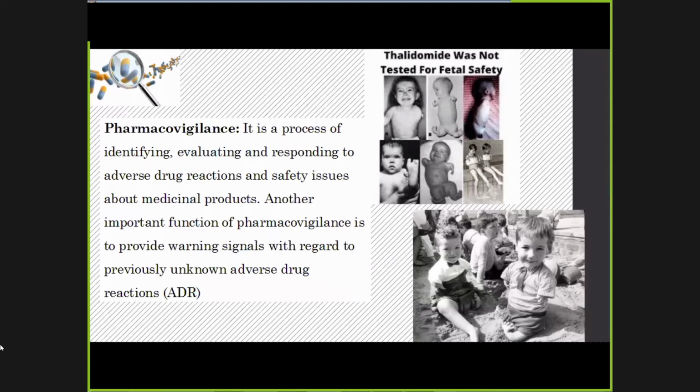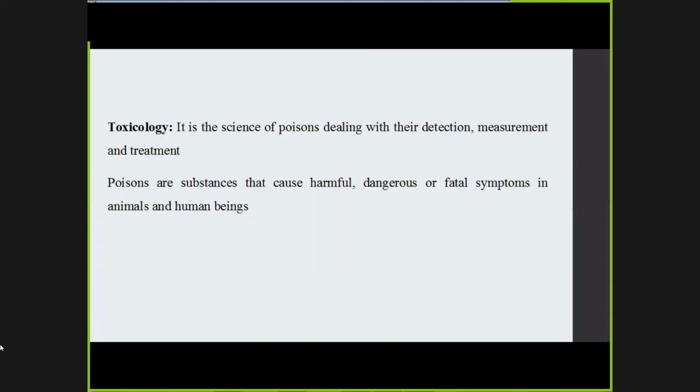Since this tragedy, the concept of pharmacovigilance developed. In detail about this, you will learn in a separate practical module, which is given in your manual also, in which you will learn in detail.